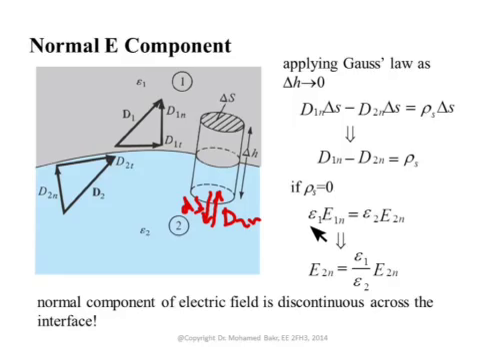D1 normal is equal to epsilon 1 E1 normal. The vector D is related to the vector E through the permittivity of the medium, and the permittivity in the second medium is different from the permittivity in the first medium. So we replace D1 normal by epsilon 1 E1 normal, and we replace D2 normal by epsilon 2 E2 normal, which will lead us to the conclusion that E2 normal is equal to epsilon 1 over epsilon 2 times E1 normal. So now we know that in general, the normal component of the electric field is not continuous, it's discontinuous.